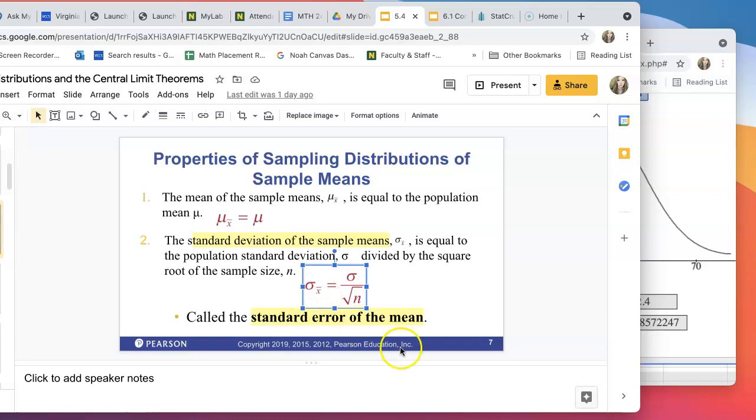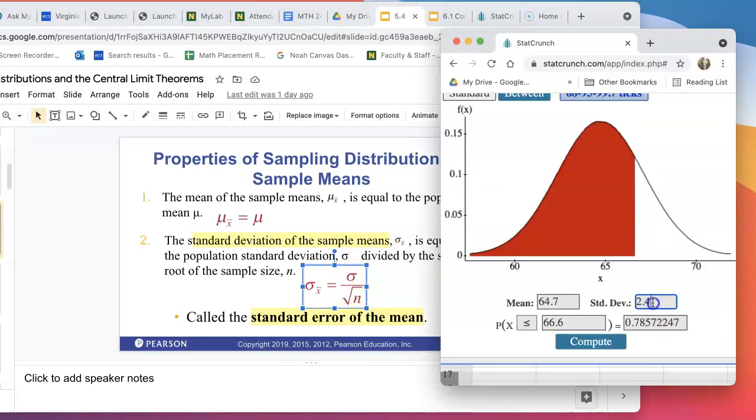Let me go ahead and click on it. Notice how the formula is the population standard deviation divided by the square root of n, right? So we need to find the new standard deviation for this sampling distribution. I know what the top of the fraction is: that sigma, they gave it to us as 2.4.